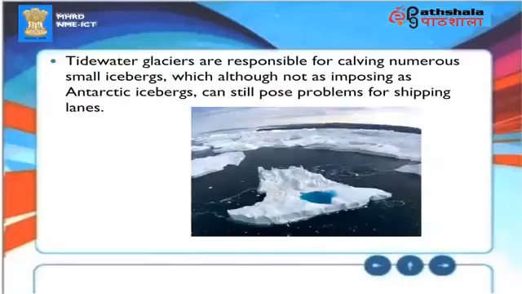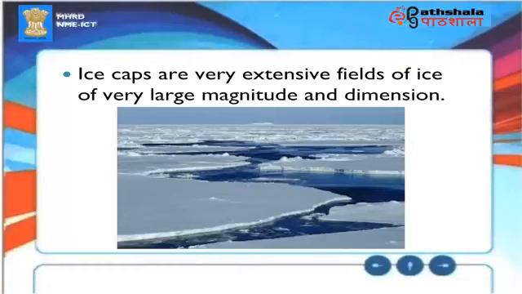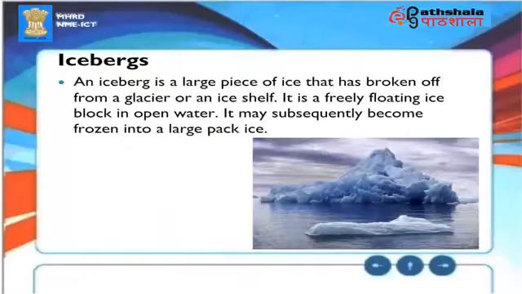Tidewater glaciers are responsible for carving numerous small icebergs, which, although not as imposing as Antarctic icebergs, can still pose problems for shipping lanes. Carving is a process of breaking away of the block of ice from a glacier. If all of the valleys in a mountain range are fully covered by glaciers, then they are called ice caps. Ice caps are very extensive fields of ice of very large magnitude and dimension.